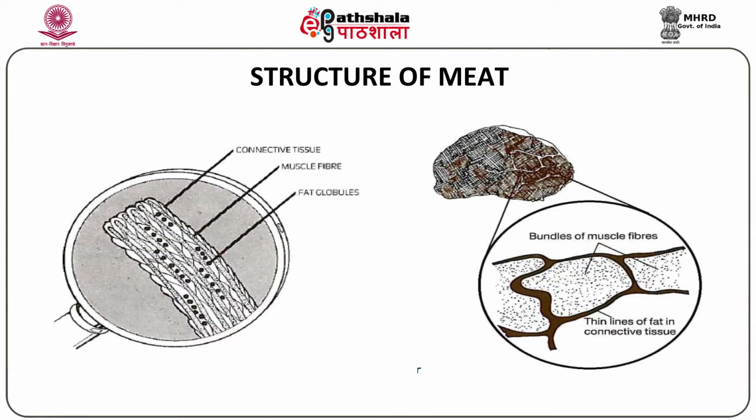So this picture again gives you the cross section of the meat. You can see the individual muscle fibers, as I already told you, the elongated spindle shaped fibers and the fibrillae in them. The individual muscle fibers make up the muscle bundles which are surrounded by the connective tissue.